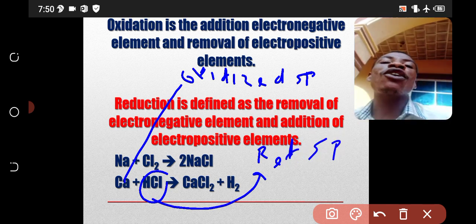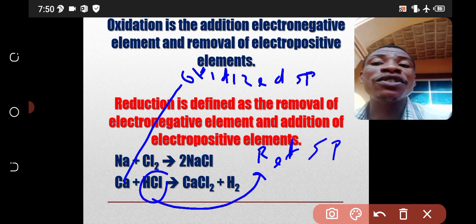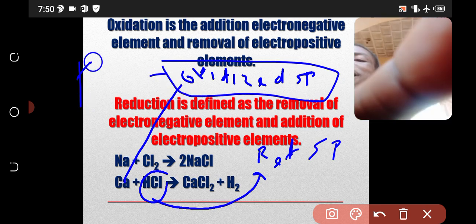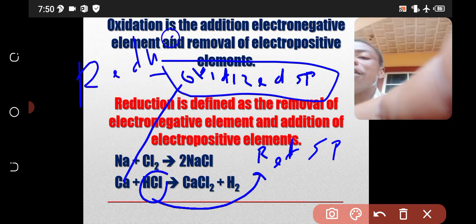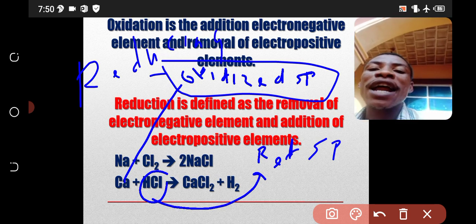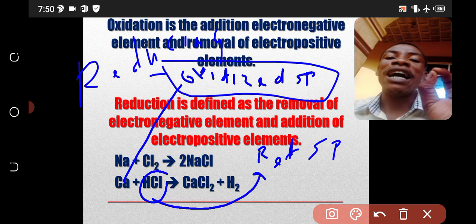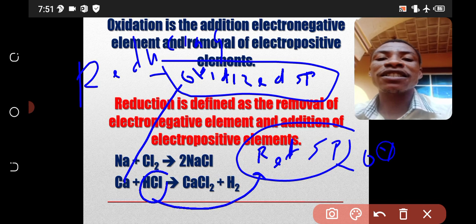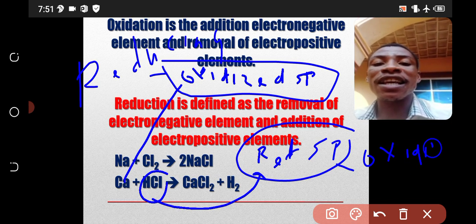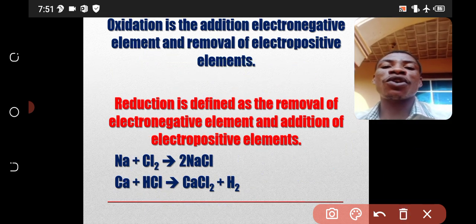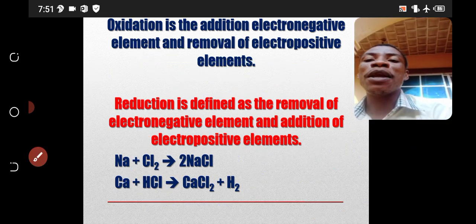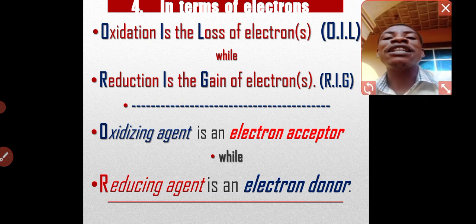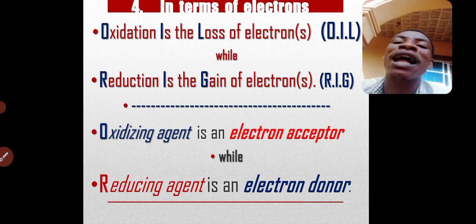Now remember that an oxidized species will be a reducing agent. So calcium that has been oxidized now automatically becomes the reducing agent, whereas HCl that has been reduced will become the oxidizing agent. So take note of that. Very, very important.